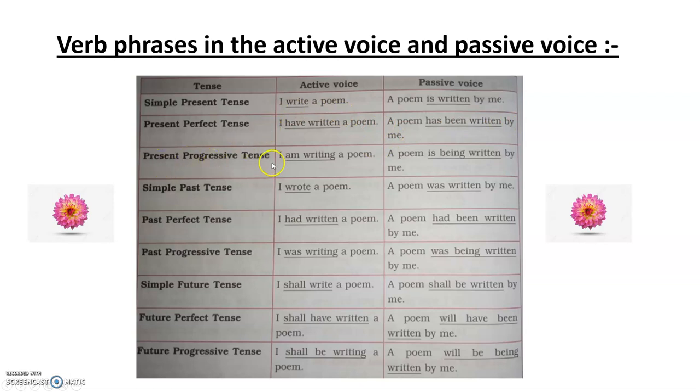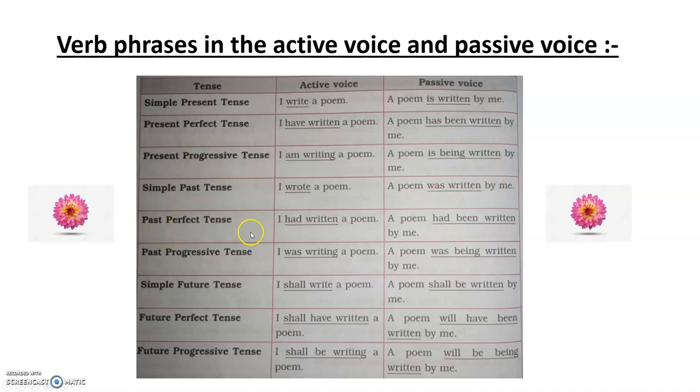Likewise, for present progressive tense, I am writing a poem. Am writing. It's in the present progressive, ing. So, how do you write this? A poem is being written by me. Now, that was present. What about the past tense? Simple past tense. I wrote a poem. Remember, wrote. Many of you are not familiar with this verb. I wrote a poem. Now, you have to change this in the passive voice. A poem was written by me.